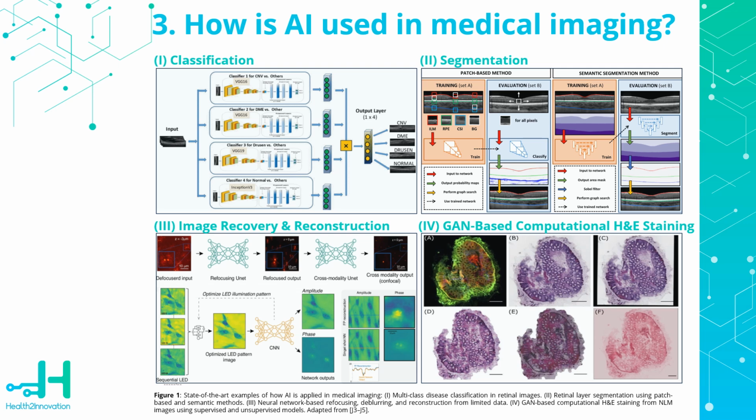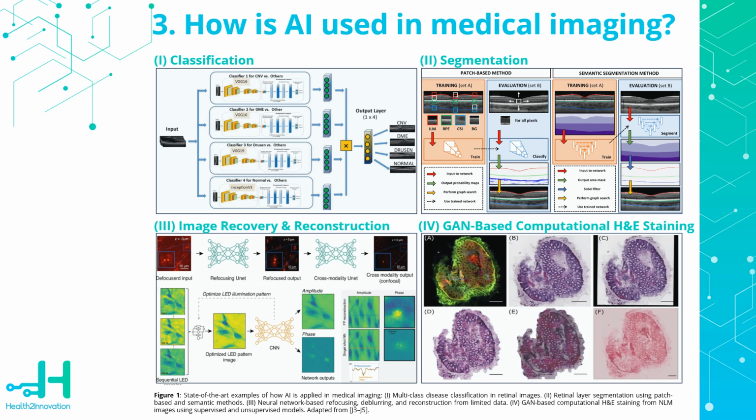For example, in retinal imaging, deep learning architectures like VGG16 or Inception v3 can distinguish between conditions such as choroidal neovascularization, diabetic macular edema, drusen, and normal retinal tissue. Each classifier is trained for a specific condition, and their combined output enables multi-class classification with high accuracy.